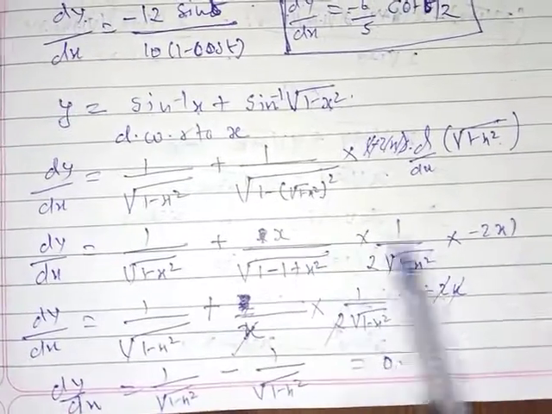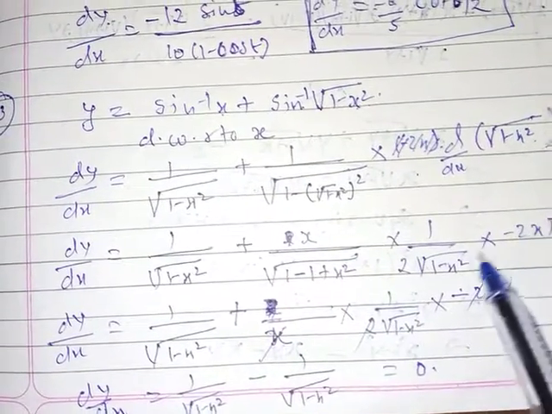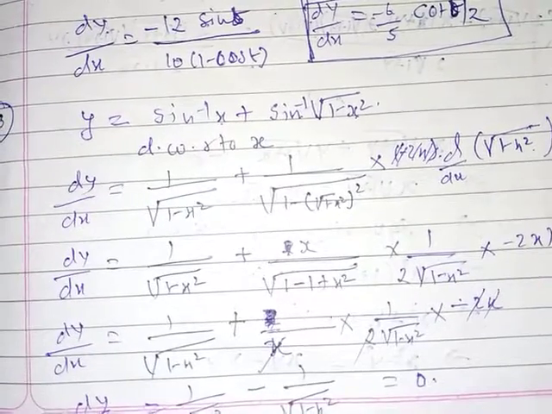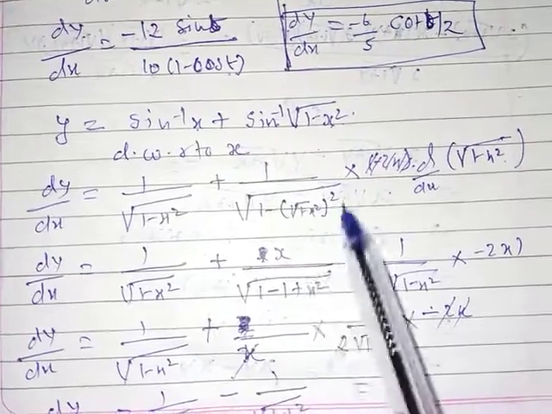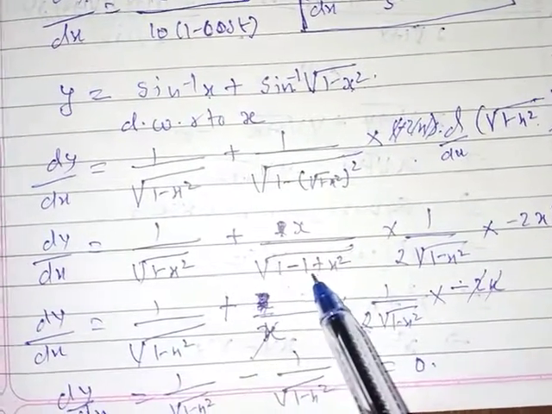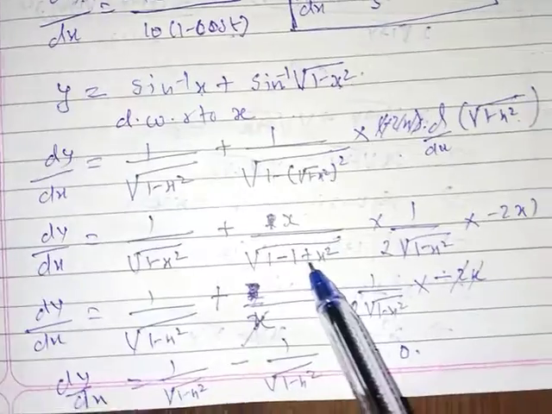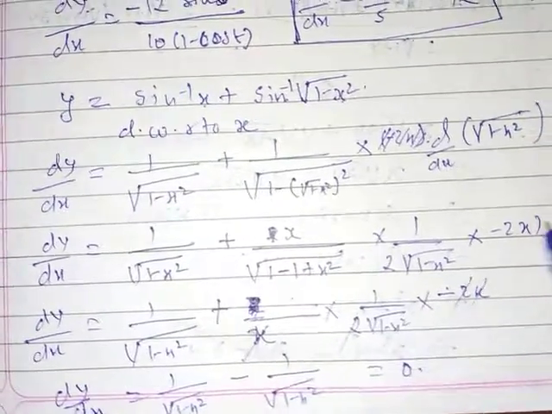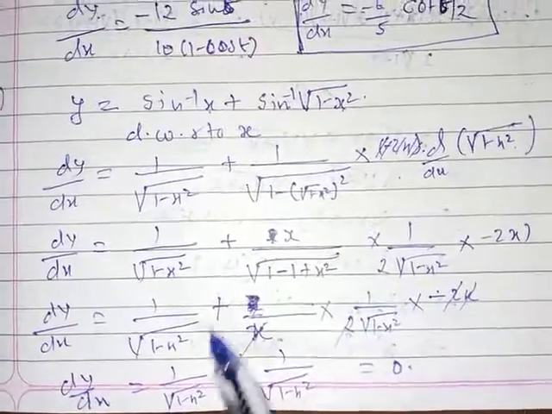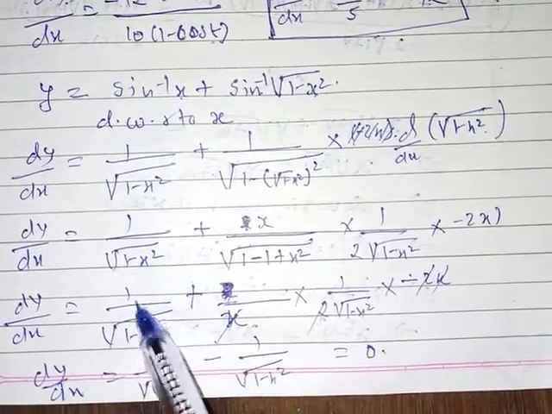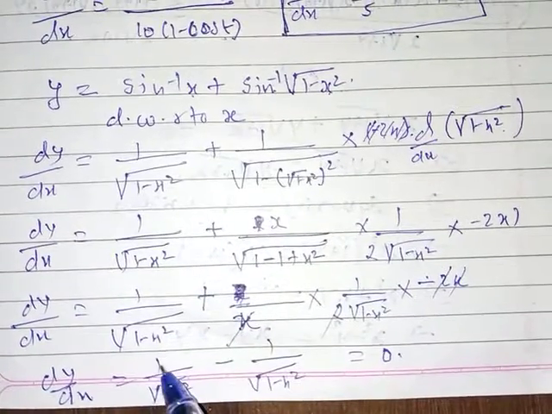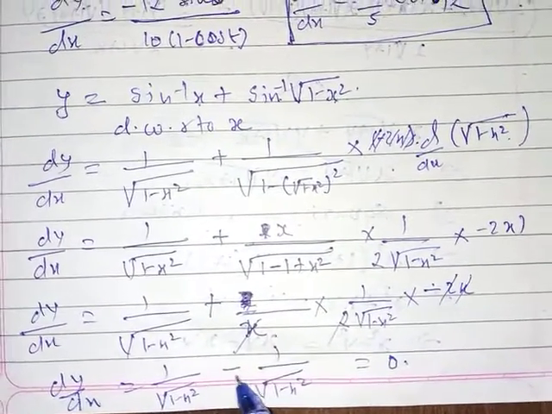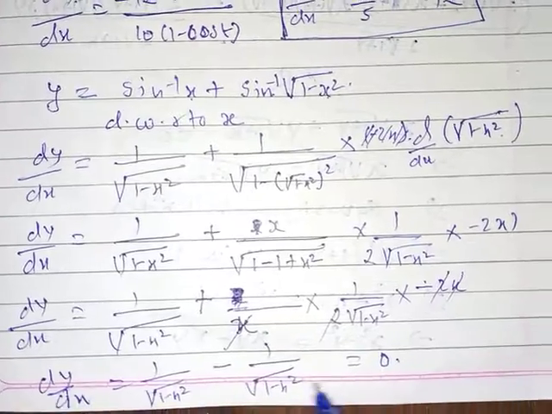So this will simplify, 2 and 2 will cancel, x into x. Open the bracket here and simplify, and you will get dy by dx is equal to 1 upon root 1 minus x square minus 1 upon root 1 minus x square. If you cancel it, it will be equal to 0.